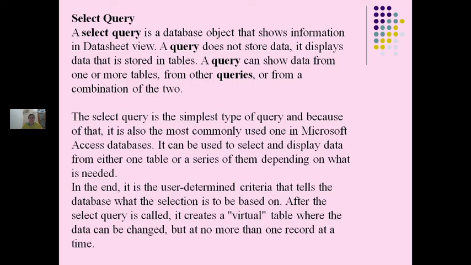In the end, it is a user determined criteria that tells the database what the selection is to be based on. After the select query is called, it creates a virtual table where the data can be changed, but at no more than one record at a time. So this is about the select query. A select query is a database object that shows information in datasheet view.